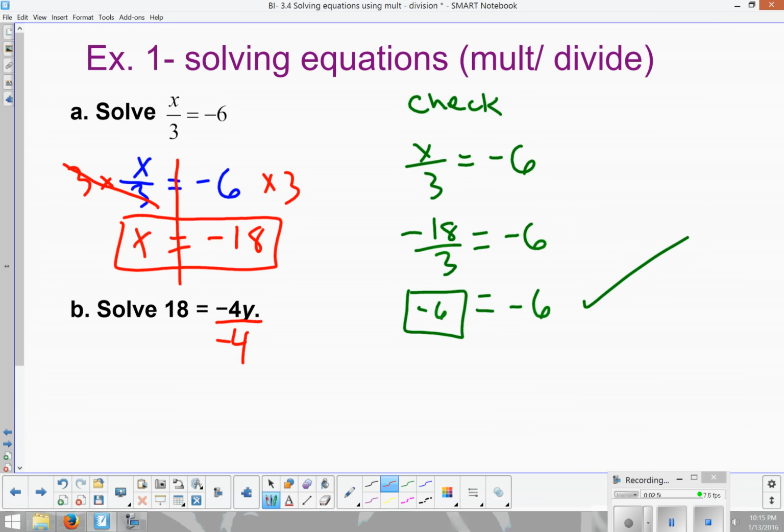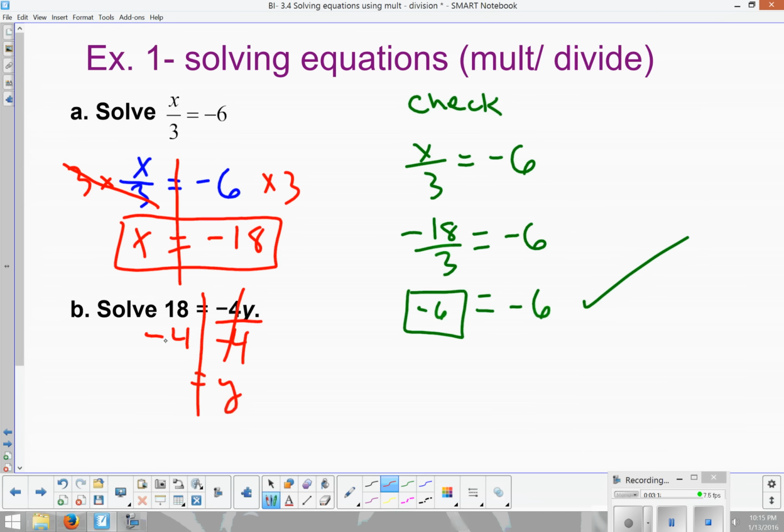So if you divide this side, remember with equations, what you do to one side, you have to do to the other side of the equation. So now this side cancels, and now you have y by itself. The reason why this cancels is because what's negative 4 divided by negative 4? Just a 1. Do you need the 1y there? No. So we have here just y equals.